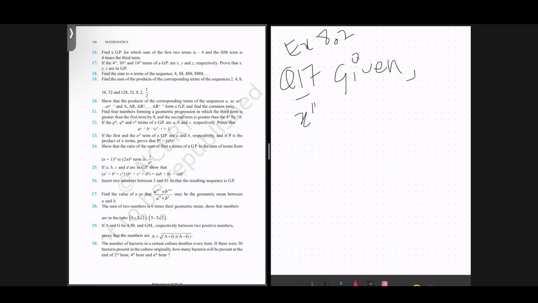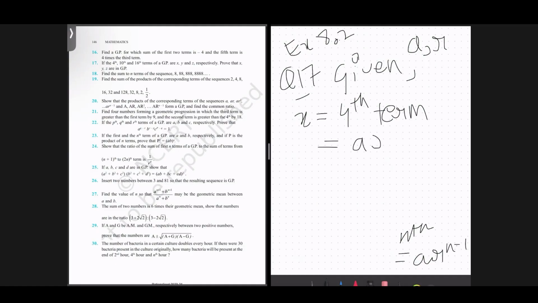X is denoted by the 4th term of a GP. Let us say the GP that we're talking about has the first term A, and the common ratio of this particular GP is R. So how are you going to write the 4th term? Any term of the GP is denoted by the nth term is equal to A R raised to the power n minus 1, correct? So the 4th term of the GP is going to be A R raised to the power 4 minus 1, and that is going to be 3, right? So X is equal to A R cube.